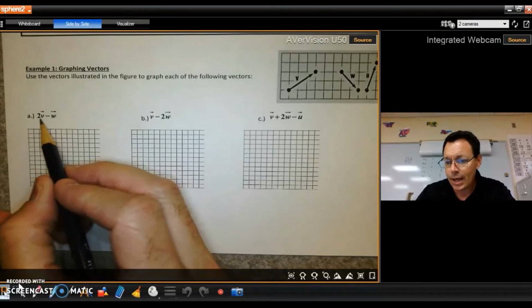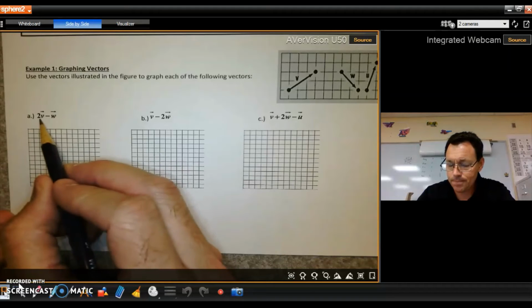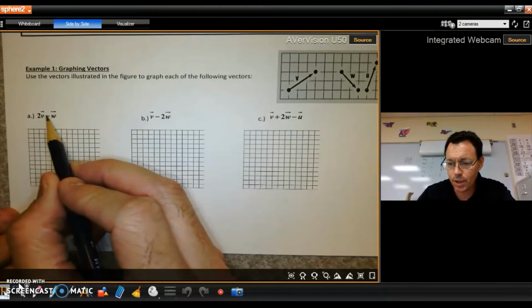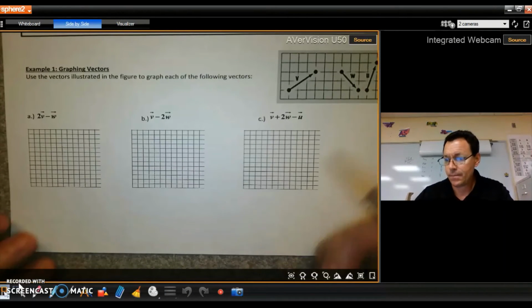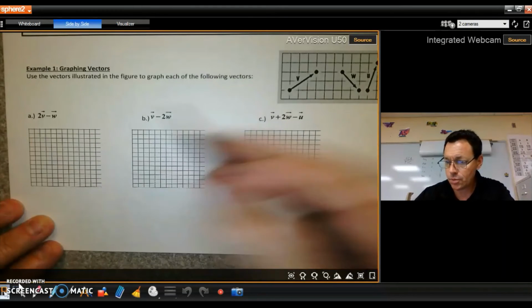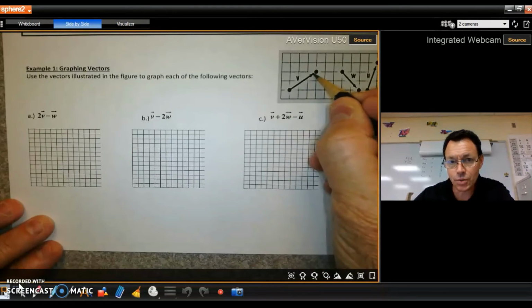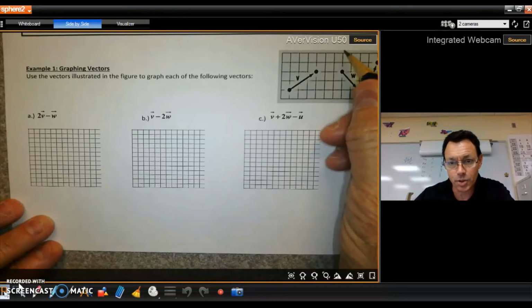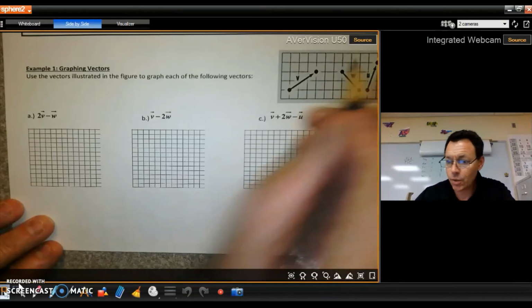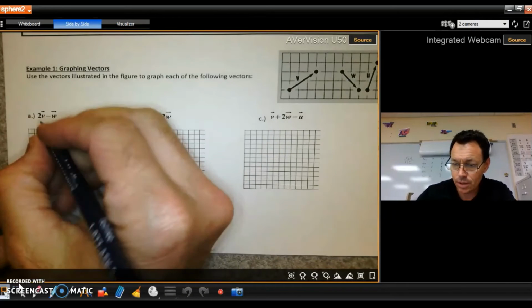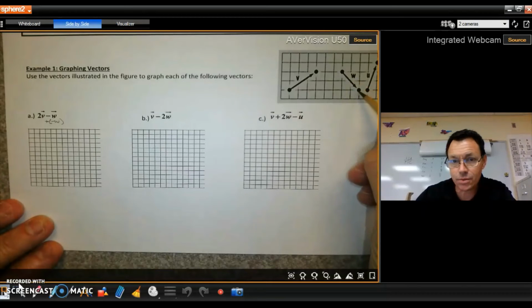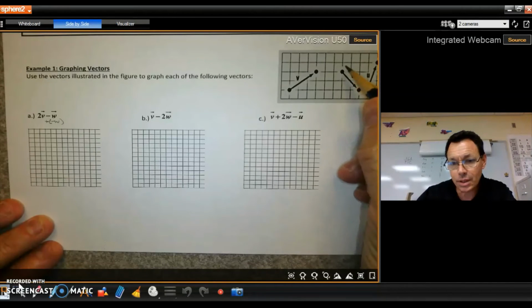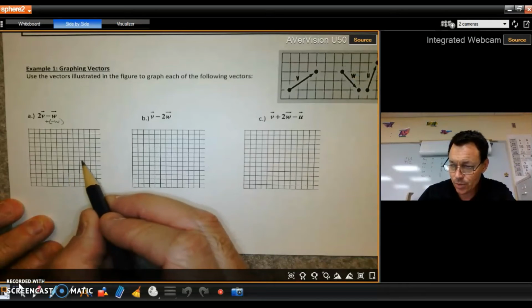For example, I am supposed to draw 2v minus w, and then figure out what the total sum of that vector addition is going to be. So I'm going to do 2 v's. v goes up and to the right, and then another v also goes up and to the right. Then I'm going to add the opposite of w. Well, w goes down and to the right, so this is going to go up and to the left. So overall, I'm going to go this way and then this way.